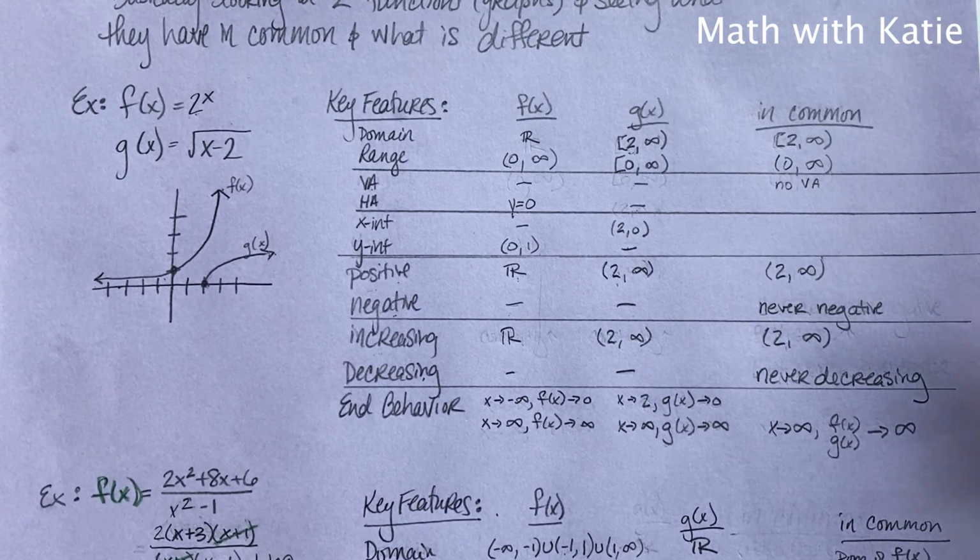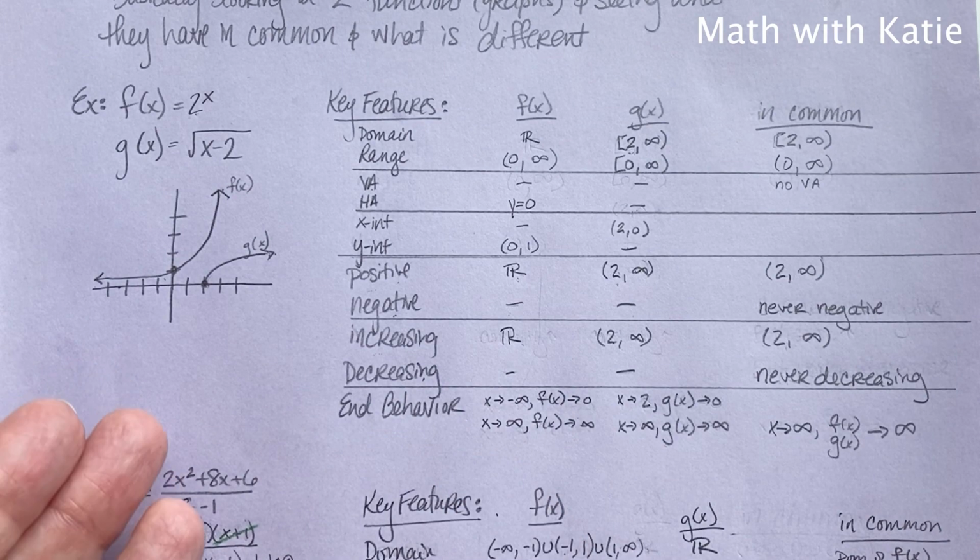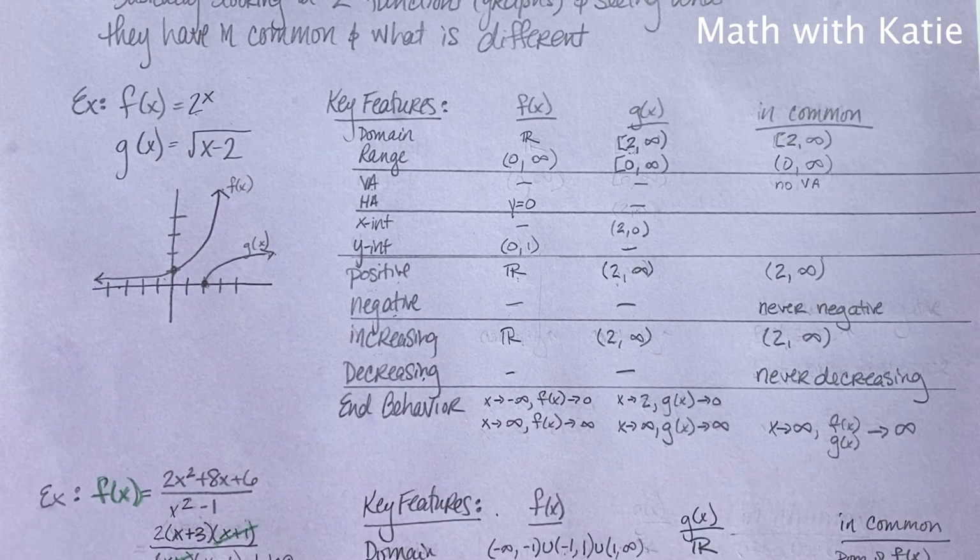So if it's just asking which of these two functions has a vertical asymptote of negative 2, you're just going to look at the graph of the answers that they give you and see which one, or both of them, have a vertical asymptote at negative 2.